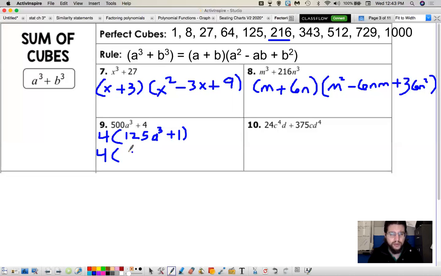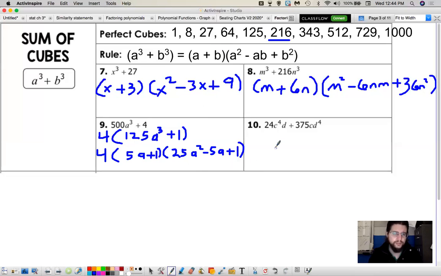The cube root of 125 is 5. Cube root of A cubed is A, plus 1. That's A, that's B. Plug it in there. 5A squared is 25A squared, minus 5A times 1 is 5A, plus 1 squared is 1. Checking it again, 25, nope, nothing is going to happen there. Okay, wait, no, doesn't work.